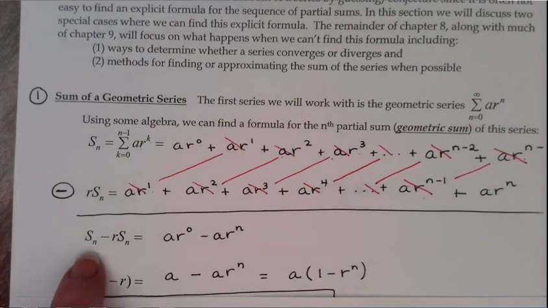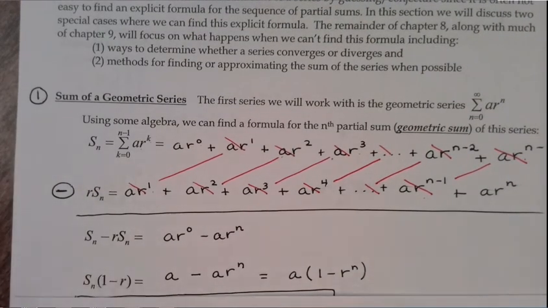Next up, I'm going to factor out S sub n on that left-hand side. So S sub n times 1 minus r. And on the right-hand side, since r to the 0 power is just 1, that turns into just a minus a r to the n. And if I factor out the a, a times 1 minus r to the n.